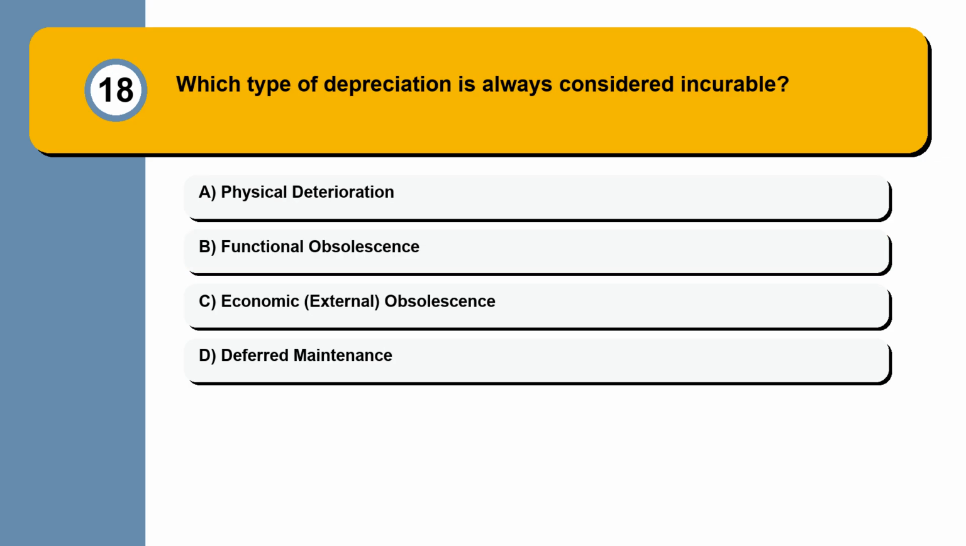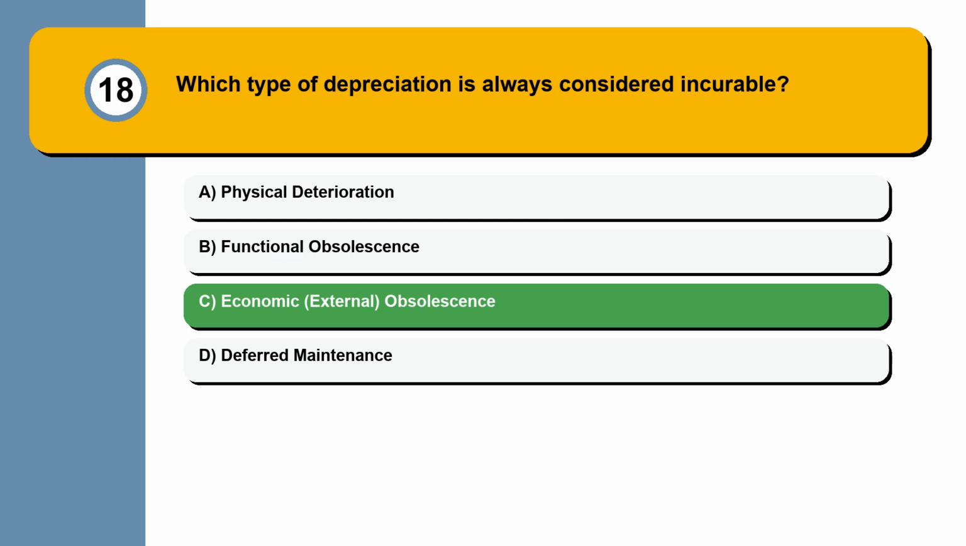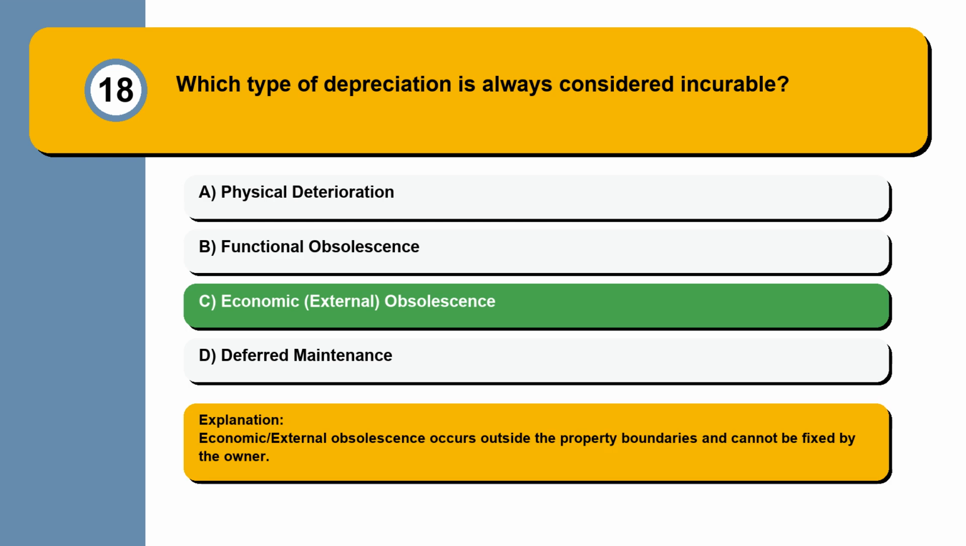Question 18. Which type of depreciation is always considered incurable? Physical deterioration, functional obsolescence, economic/external obsolescence, deferred maintenance. Economic or external obsolescence occurs outside the property boundaries and cannot be fixed by the owner.